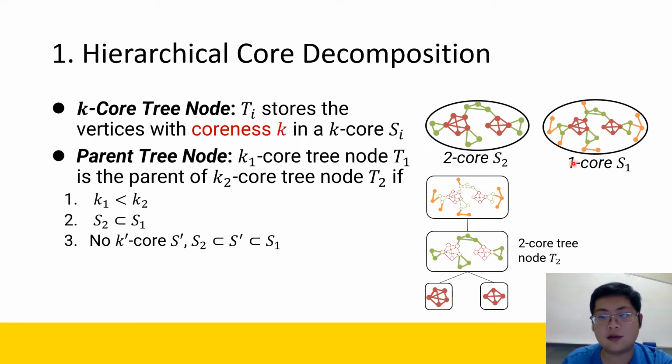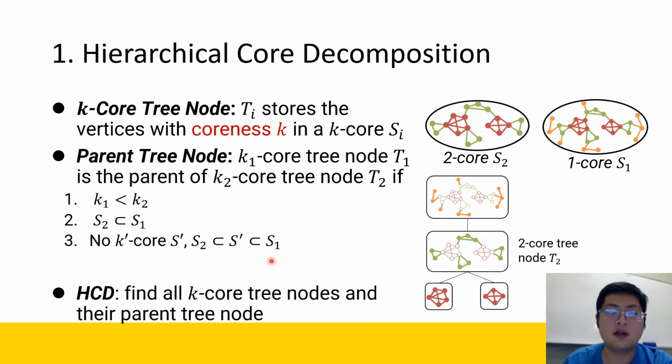We see that T1 is the parent of T2 if S2 is contained in S1 and the k is smaller, and also we don't have any k'-core S' such that S' contains S2 and is contained by S1, so that it's the direct parent. And HCD is to find all k-core tree nodes and their parent tree nodes.